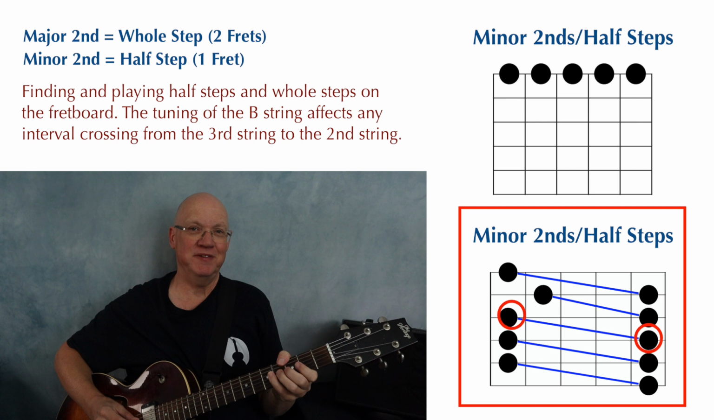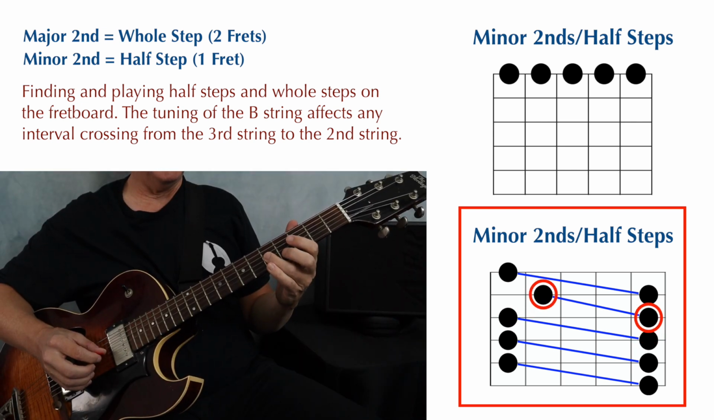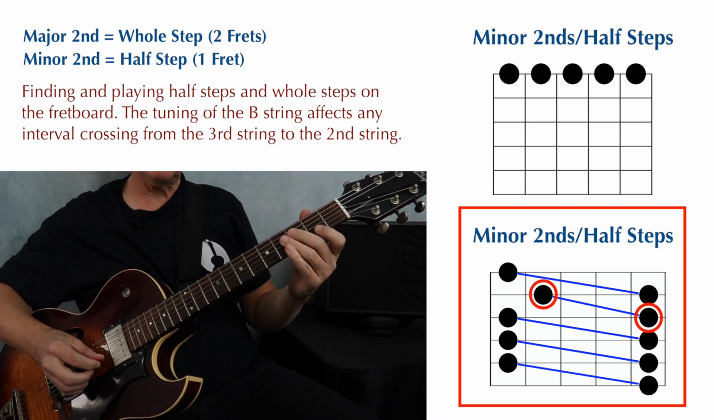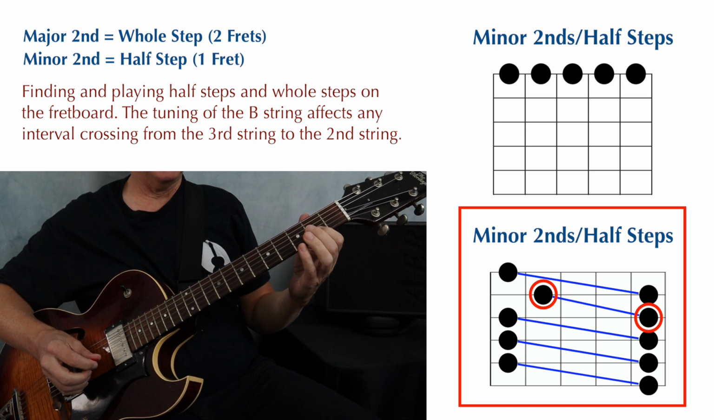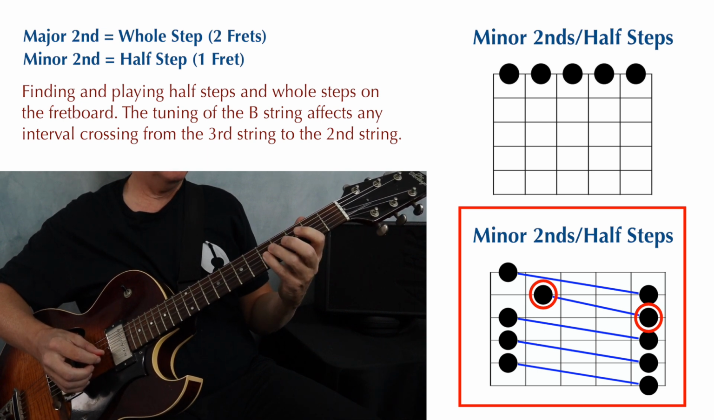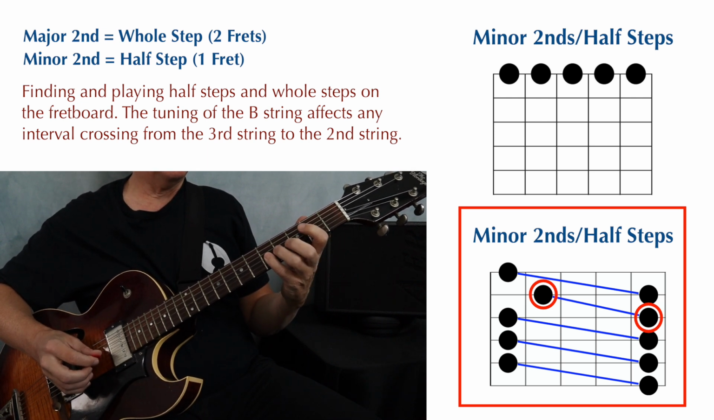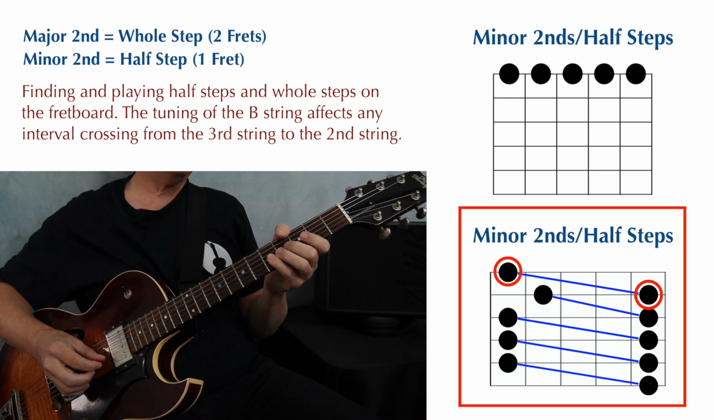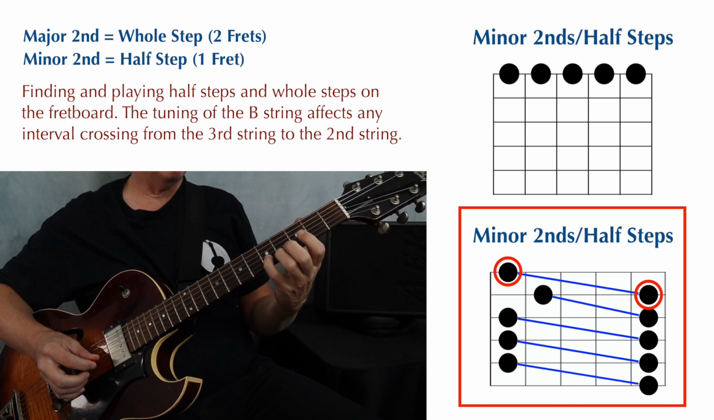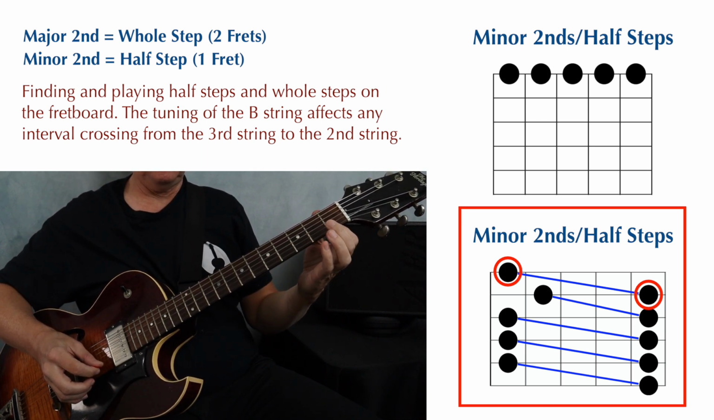Now here's our exception. If your lower note is on the 3rd string, then 3 frets lower on the 2nd string will be a half step higher, and vice versa. And that is because of how the guitar is tuned. And then if your first note is on the 2nd string, we're back to 4 frets lower on the 1st string, being a half step or a minor second higher, and vice versa.